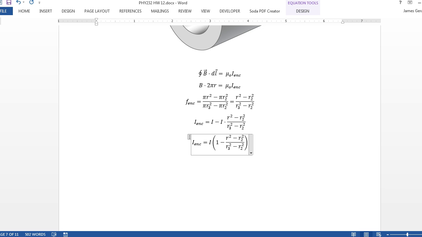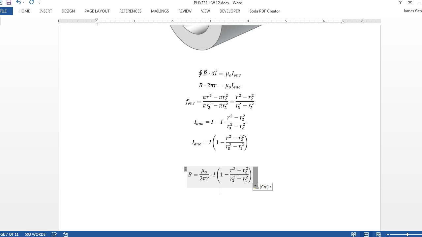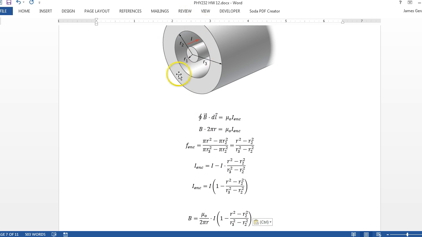And so you can calculate this at this point. You know mu naught, you know 2 pi r. You can get the magnetic field from all of this. B is mu naught over 2 pi r times I enclosed. All right, and there you go. B is mu naught over 2 pi r times I times all of that. And that gets you the magnetic field inside this conductor, assuming it's uniformly distributed.